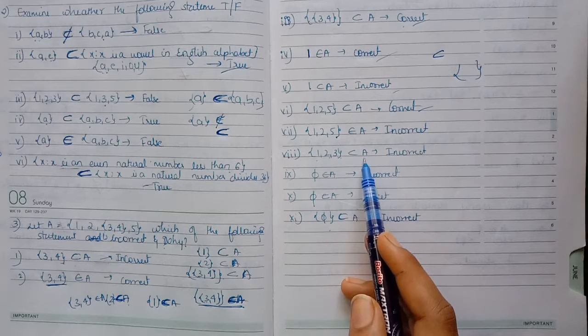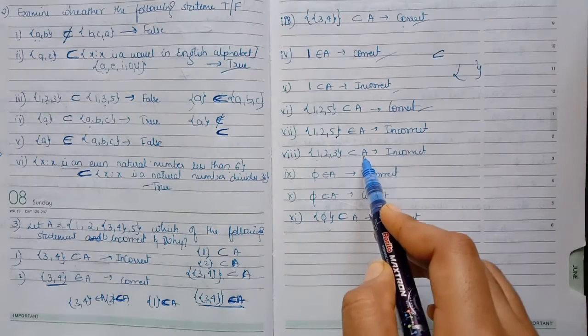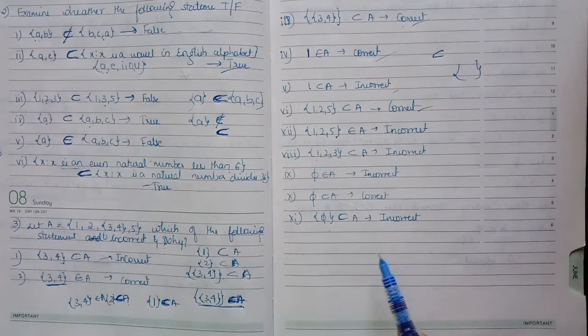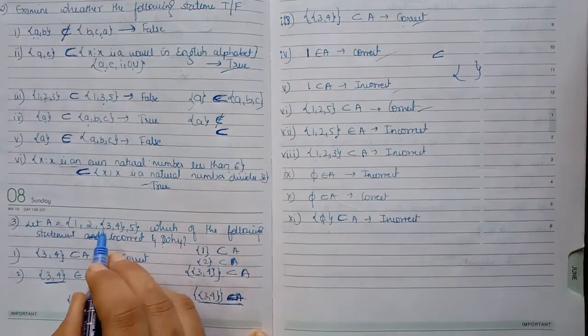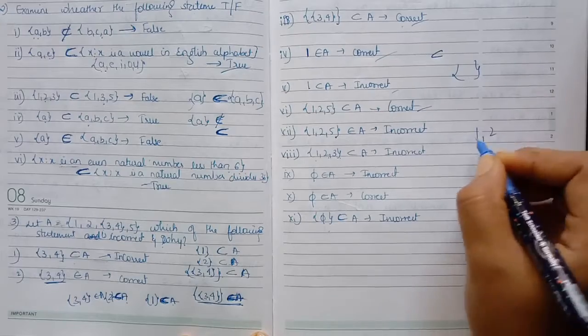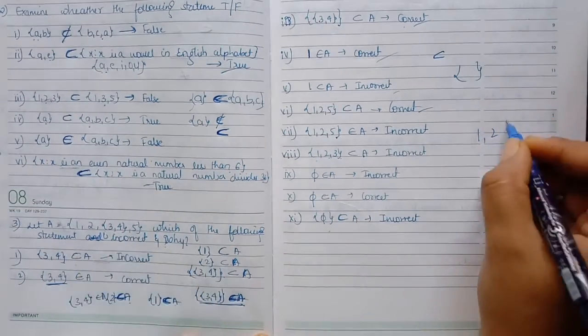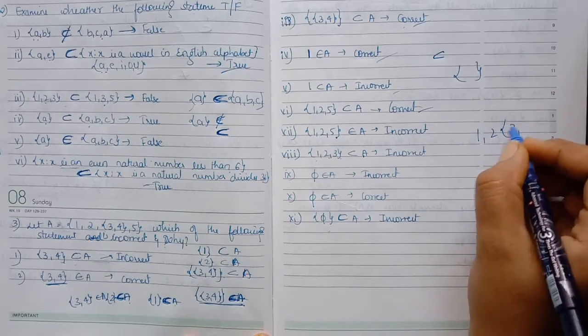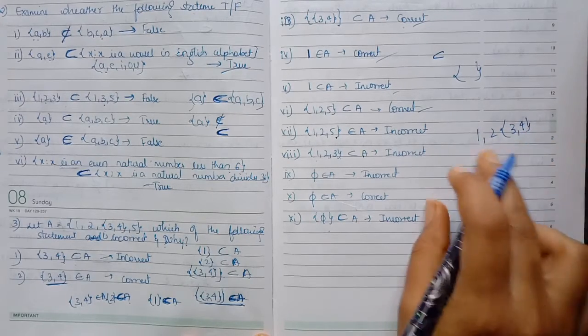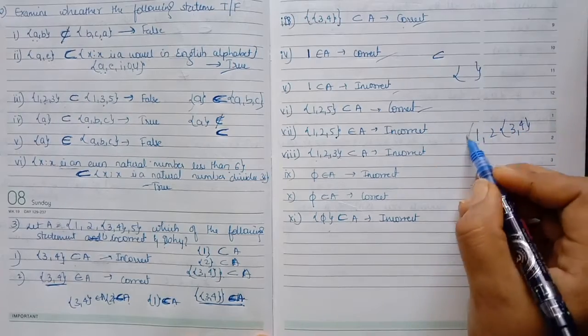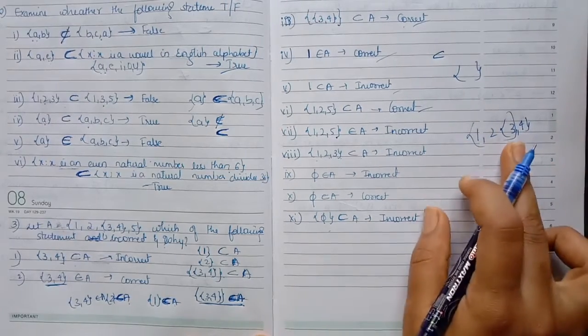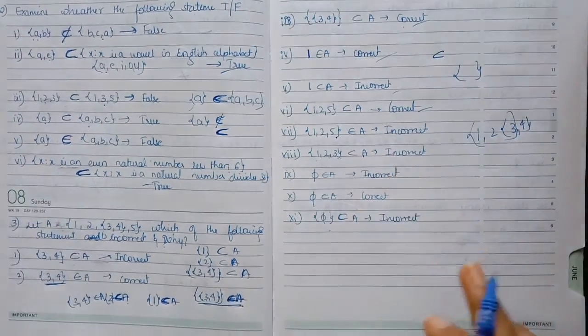So next one is {1, 3, 5} is a subset of A, which is incorrect because here 1, 2 is a subset, but 3, 4 is given as a set here. When we take this as a set, it is not possible. So it is an incorrect answer.